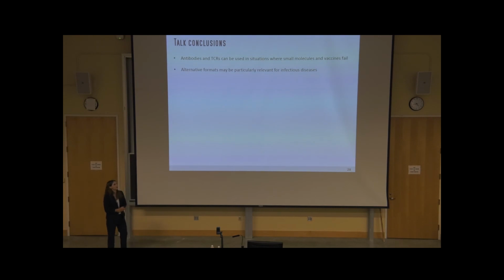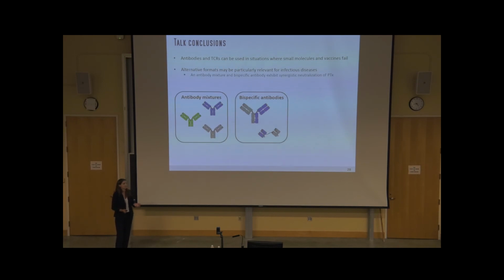Secondly, we talked about how alternative formats might be really crucial by their ability to have alternative mechanisms. So we could think about maybe using an antibody mixture for targeting pertussis. We can also show that we get basically the same effect by using a bispecific antibody, and there are surely other ways we could engineer these and apply them to different situations.